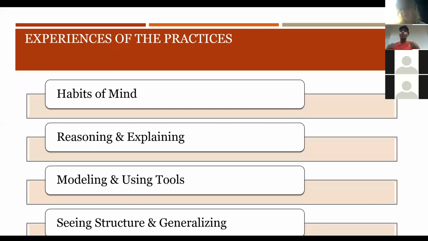Habits of mind, reasoning and explaining, modeling and using tools, and seeing structure and generalizing. So when I'm thinking about shifting from worksheets, I'm thinking about these experiences that I want my students to have, particularly the first 2, habits of mind and reasoning and explaining.